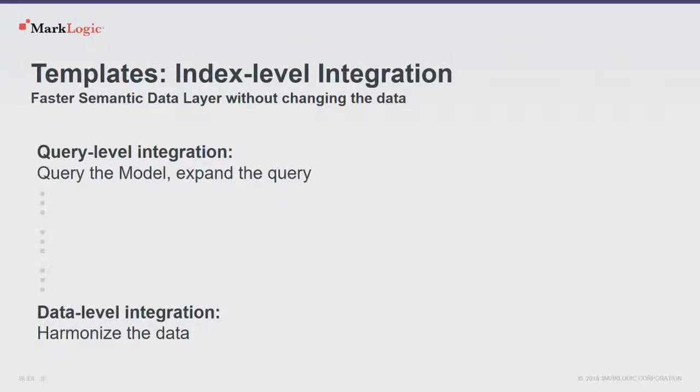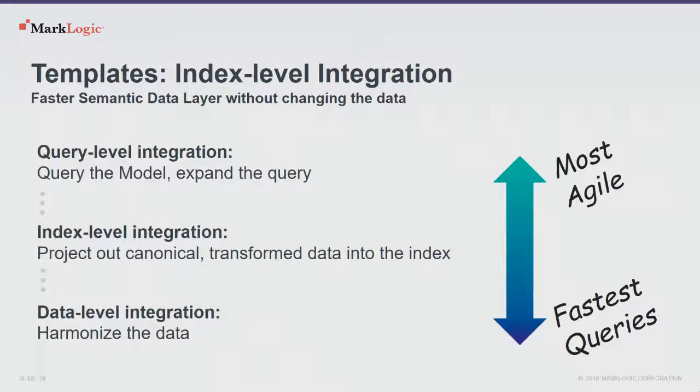And the way to think of this is, we've talked about query level integration in a couple of ways: semantic search, semantic query layer. We'll move on to talking about data level integration, and this sits right there in between. So query level integration is the most agile, the most simple and easy to change. Data level integration is generally going to give you the very fastest queries, and this is somewhere in between.